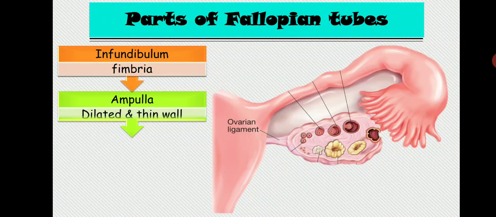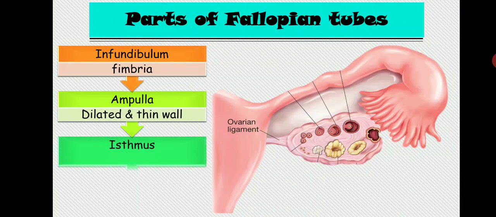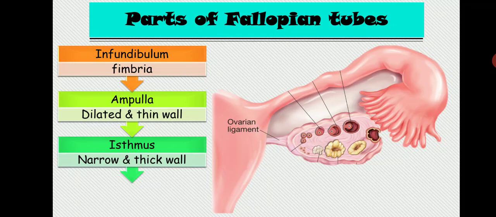It is dilated and thin walled. Got it? And next to it is the isthmus. The isthmus is very narrow with a thick wall. This one is the isthmus portion. This one is the infundibulum that has the fimbria. This one is the ampulla. This portion is known as the isthmus that has a thick and narrow wall.